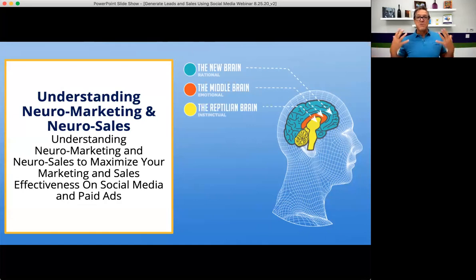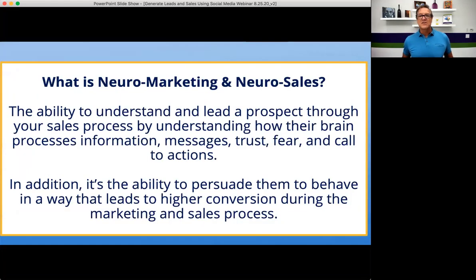I think you'd agree both are important, to get your own mindset right, but then also understanding neuromarketing and neurosales, right? And so the first thing to understand is what is neuromarketing and neurosales. It's the ability to understand and lead a prospect. All right, somebody doesn't know you, trust you, or like you, or even if they do know you and trust you and like you, lead them through a process by understanding how their brain processes information, messages, trust, fear, and call to actions. What is it that you want them to do next?